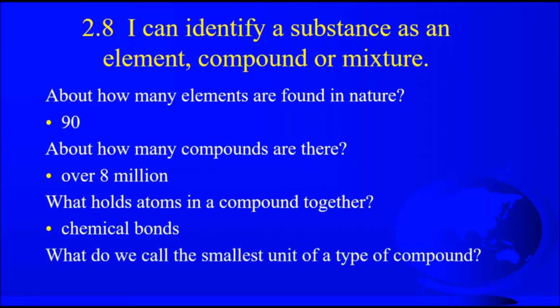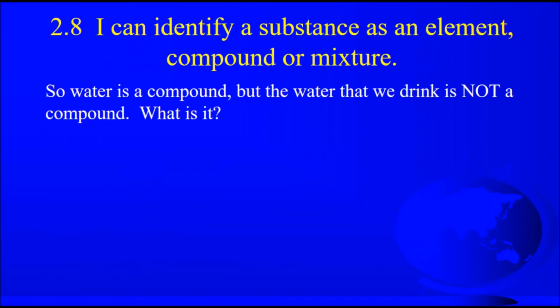What do we call the smallest unit of a type of compound? No, because a compound's made up of atoms. We're talking about the smallest compound. Molecules. So, water's a compound, but the water that we drink is not a compound. What is it? It's a mixture.